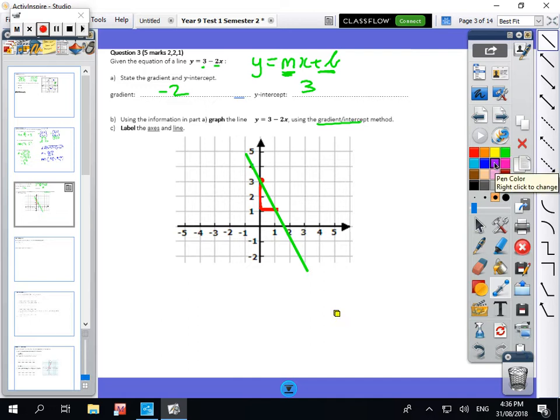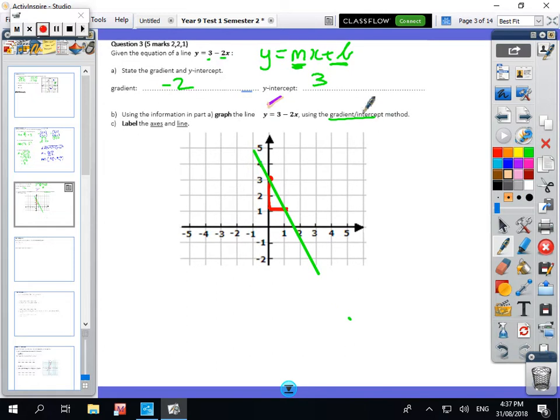So graph the line using that method, and label the axes, so it's y, that's x, and label the line, so the line is y equals 3 minus 2x. Okay, move across.